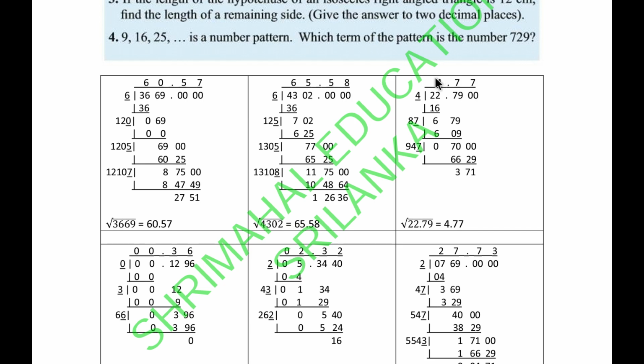Multiply 47 times 2, that means 94. Put a blank, and the same number you should repeat. 7 times 7, 7 times 4, and 7 times 9, it's 6,629. So the remainder is 371. So the root of 22.79 equals 4.77.